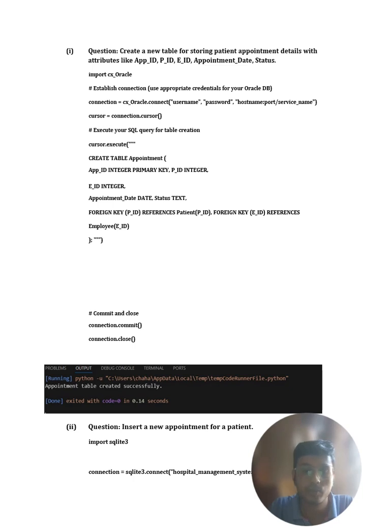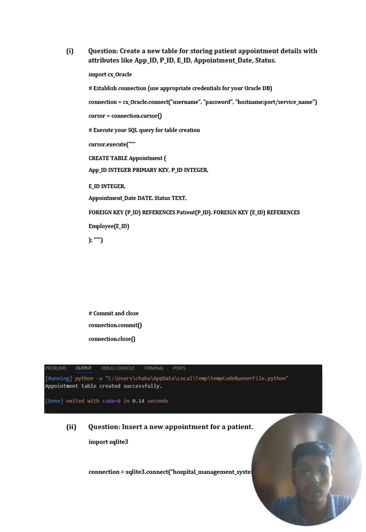Now we'll move to question number 4. For that, there are 10 questions which have to be answered. The first question is to create a new table for storing patient appointment details, which will contain employee ID, patient ID, date, status, and some of them will be foreign key references to patient ID and employee ID. So this is the code.